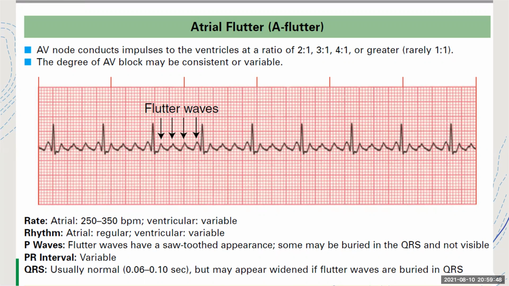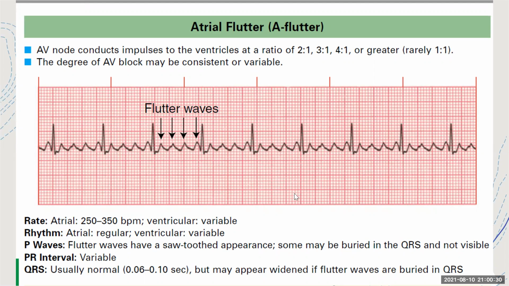Flutter waves have a sawtooth appearance. Some may be buried in the QRS complex. You cannot differentiate, because here the QRS complex should come, but it's not visible; it's buried somewhere here. That is called a flutter wave. So if you find an ECG with this sawtooth appearance, where you cannot easily differentiate the QRS complex in between, and the heart rate is very high, you can say this is atrial flutter. Flutter shows a sawtooth appearance, so you can differentiate it from fibrillation. In fibrillation, you can see only very small indistinct waves. There is no proper sawtooth appearance.